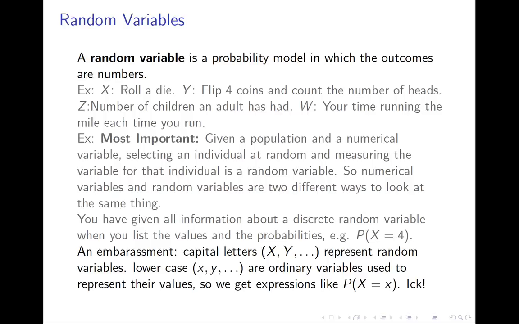Ordinary mathematical variables are usually written with lowercase letters, often late in the alphabet, x, y, z. But unfortunately, these will clash because sometimes we'll want to talk about an arbitrary value of the probabilistic random variable. And if we want to name that potential value, we'll use a mathematical variable. So we will often talk about the random variable X and some arbitrary value of it, little x. And we end up getting expressions like P(X = x), meaning the probability of getting a certain number x in your distribution. This is just unpleasant. Don't let it upset you.